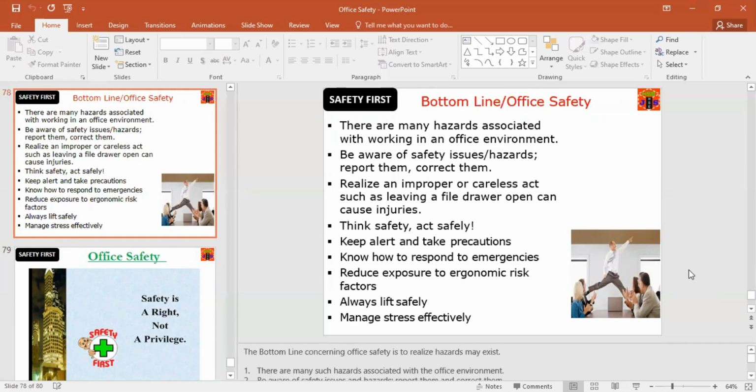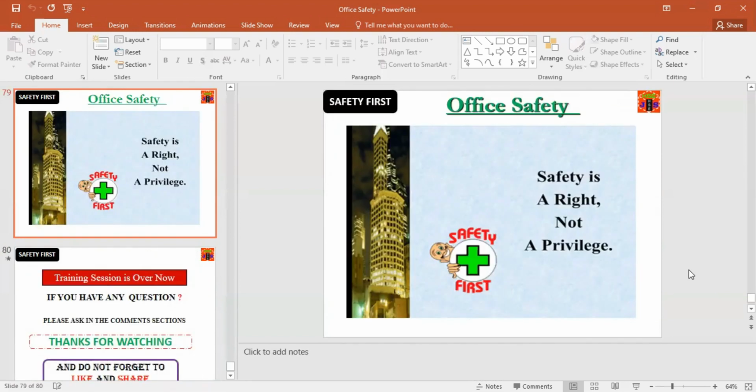Reduce exposure to ergonomic risk factors. Always lift safely. Manage stress effectively. Remember, safety is a right, not a privilege. There is a big difference between a privilege and a right.